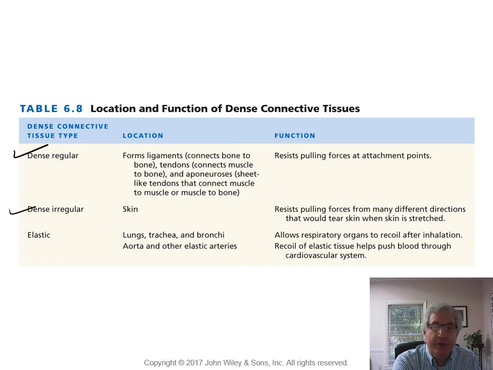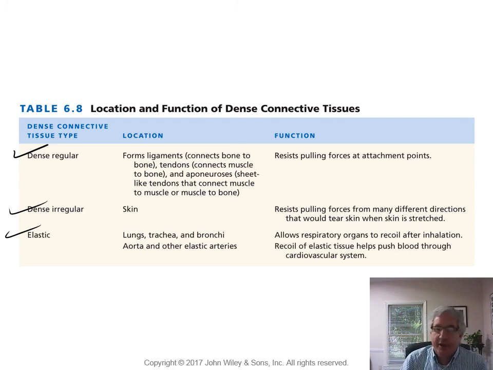Then you have dense irregular. One of the most common places you think of that one is in the skin, which resists pulling forces from many directions. Then you have elastic, also referred to as dense elastic connective tissue, and that's found in lungs, trachea, bronchi, aorta, and other elastic arteries. So it's not found in all the arteries, but it's found in a lot of places where you need a lot of elasticity, where you need it to stretch and then come back to the place. And it allows recoil of those tubes. They can expand and they can track back down.